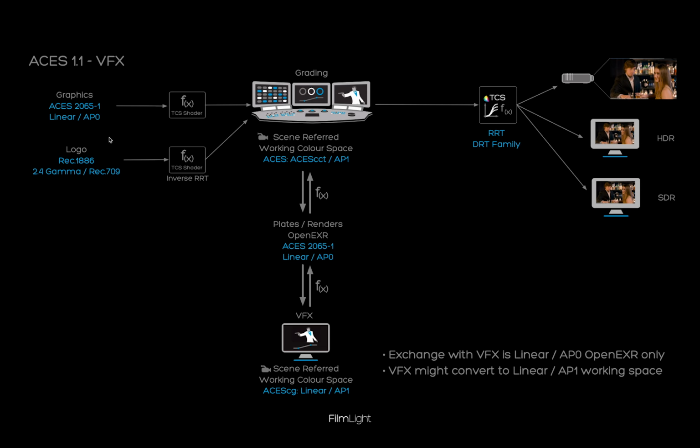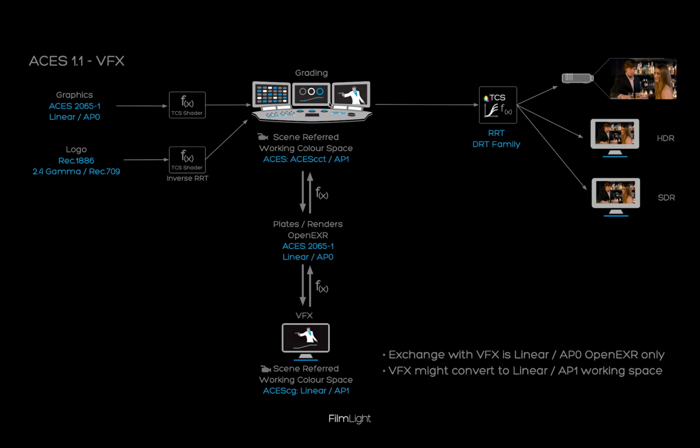How does collaboration with visual effects work? Ideally, all graphics are produced scene referred and are provided for the final mastering in linear AP0 color space as OpenEXR files. This is also called ACES 2065-1. If some assets are only available in display referred, like 2.4 gamma Rec 709, then we need to apply the inverse RRT to bring it into our scene referred working color space.